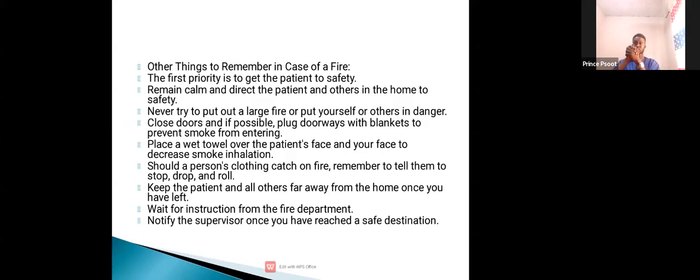Put safety first. And remember that when a person's clothes catch fire, remember the acronym stop, drop, roll. Stop, drop, roll. Please don't forget those three words. And finally, if anything happens to your patient that results in an injury, as a home health aide or personal care aide, you notify your supervisor. But the first thing is to move your patient to a safe place. When you have gotten to the safe destination, then notify your supervisor.